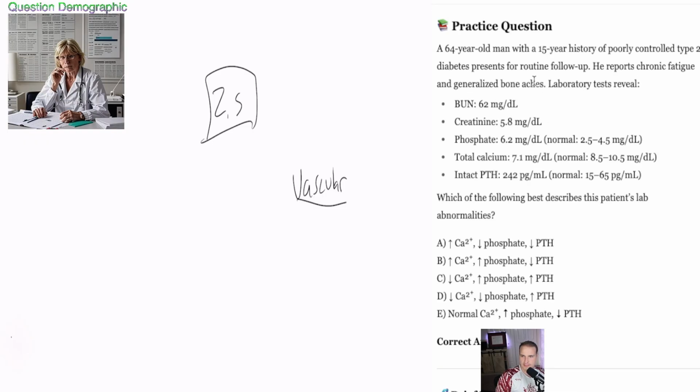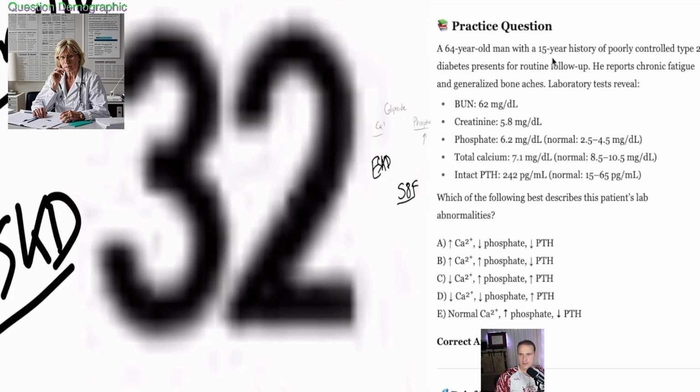All right, going to hide the answer here and move on to 32. 64-year-old man, 15-year history. So different demographics here. Female could be as well, around the same age. But we got poorly controlled type 2 diabetes. Chronic fatigue, bone aches. Look at that phosphate. It's high, should be 2 to 4-ish. So phosphate, then maybe there's a kidney. Oh yeah, look at that creatinine. Holy cow. Big old kidney problem, BUN.